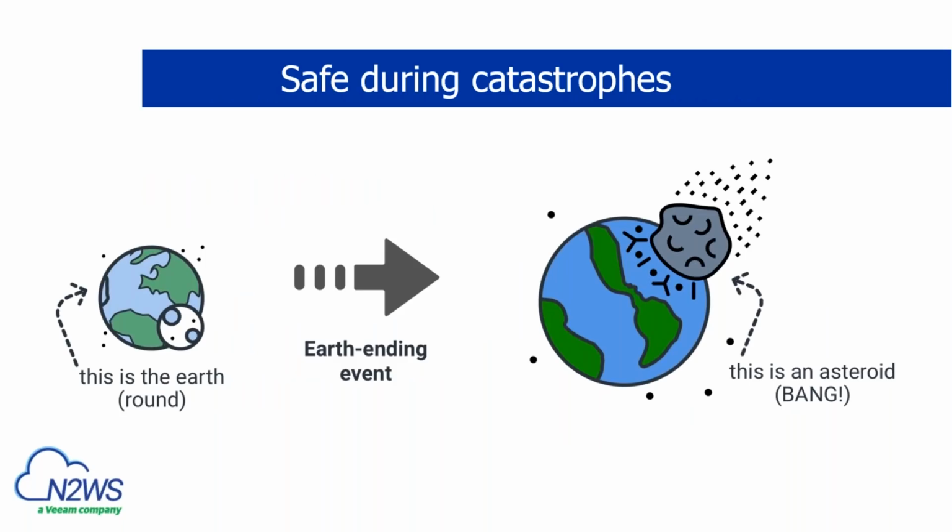Now, forgive my humor, but yes, short of an earth-ending event, really nothing can happen to your data. Because using N2WS, you do have the ability to perform these cross-region, cross-account, even cross-different data center backups all around the world. So as I mentioned, short of an earth-ending event, nothing will bring down your IT.